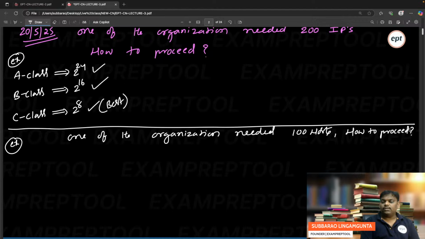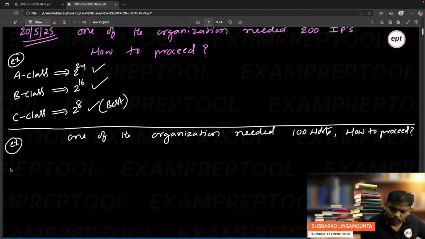One of the organization needed 100 hosts. How to proceed? Careful everyone. If you observe clearly, let's see this one.